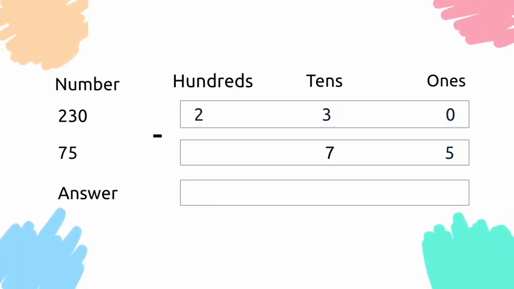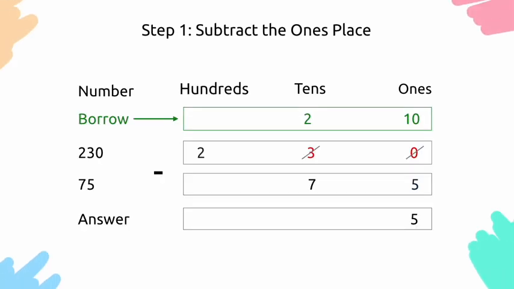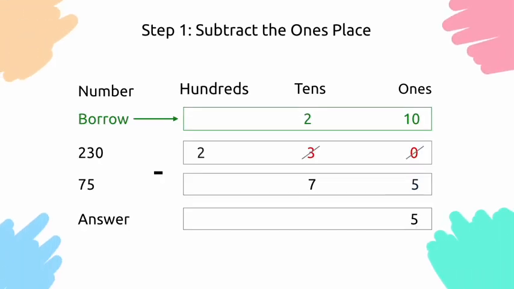Next example. We start by looking at the ones place in the numbers. In 230, the ones digit is 0. In 75, the ones digit is 5. Step 1. Subtract the ones place. 0 is smaller than 5, so we need to borrow 10 from the tens place in 230. Now, we have 10 ones and we can subtract 5 ones. 10 minus 5 is equal to 5. So, we write 5 in the ones place.